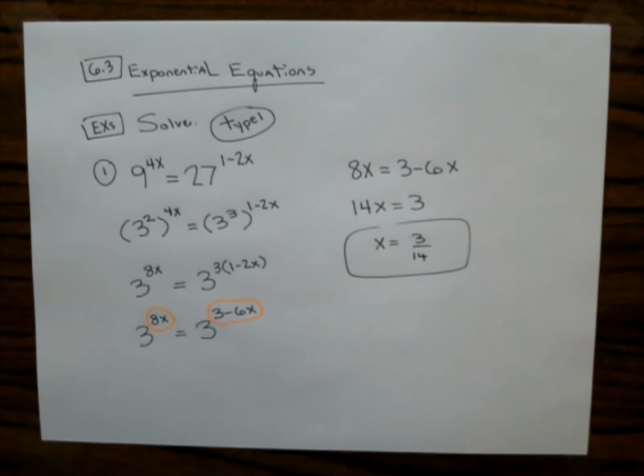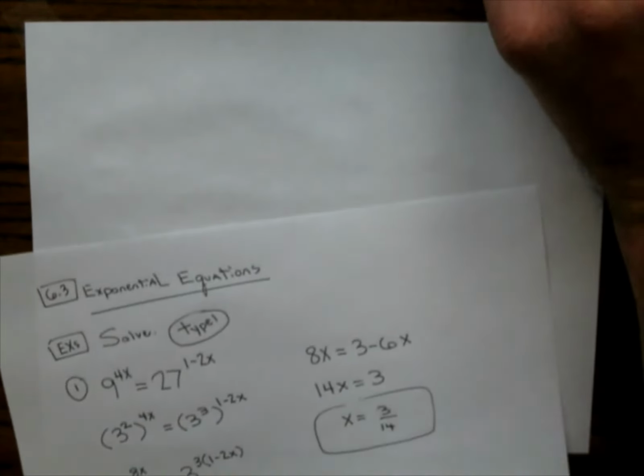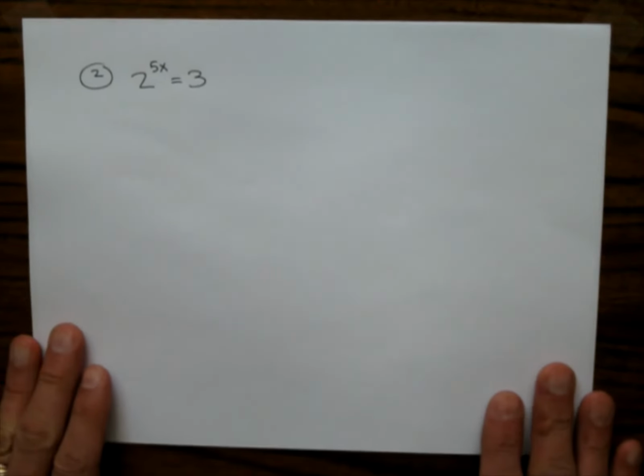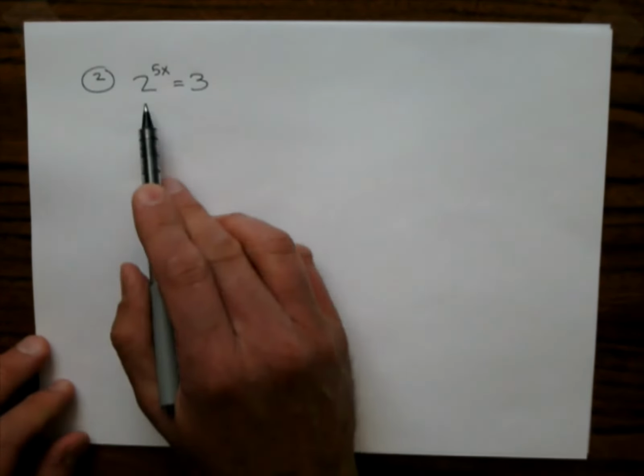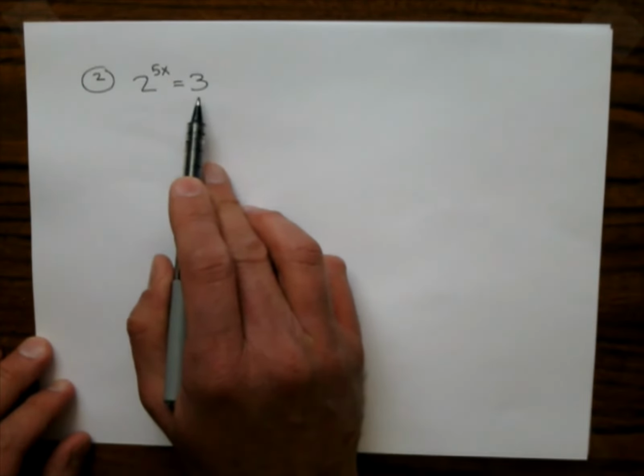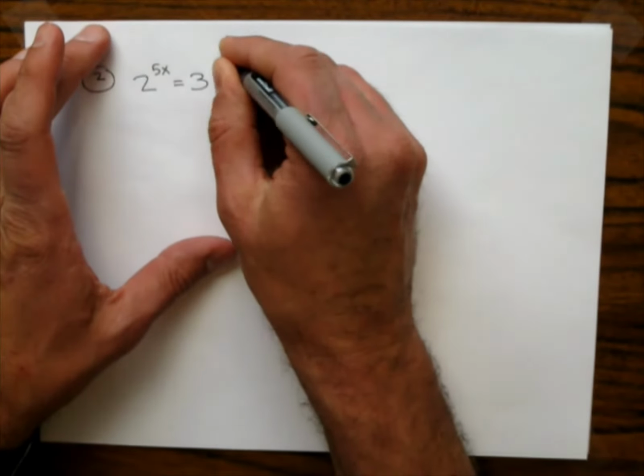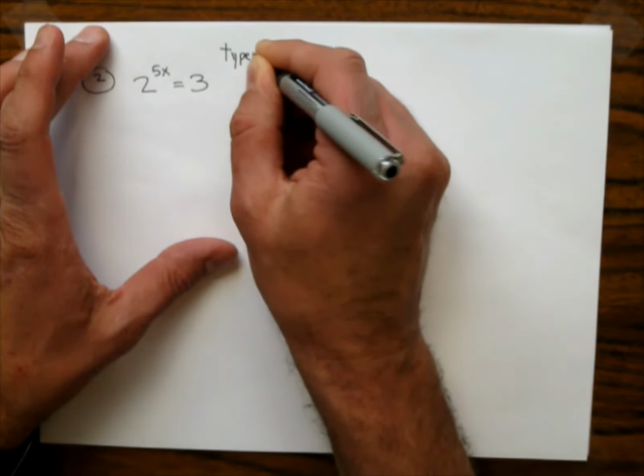Let me check how clear it is. It looks pretty clear. Go ahead and do problem number 2. This guy right here is not type 1 because you can't get a common base between 2 and 3. We call this type 2.